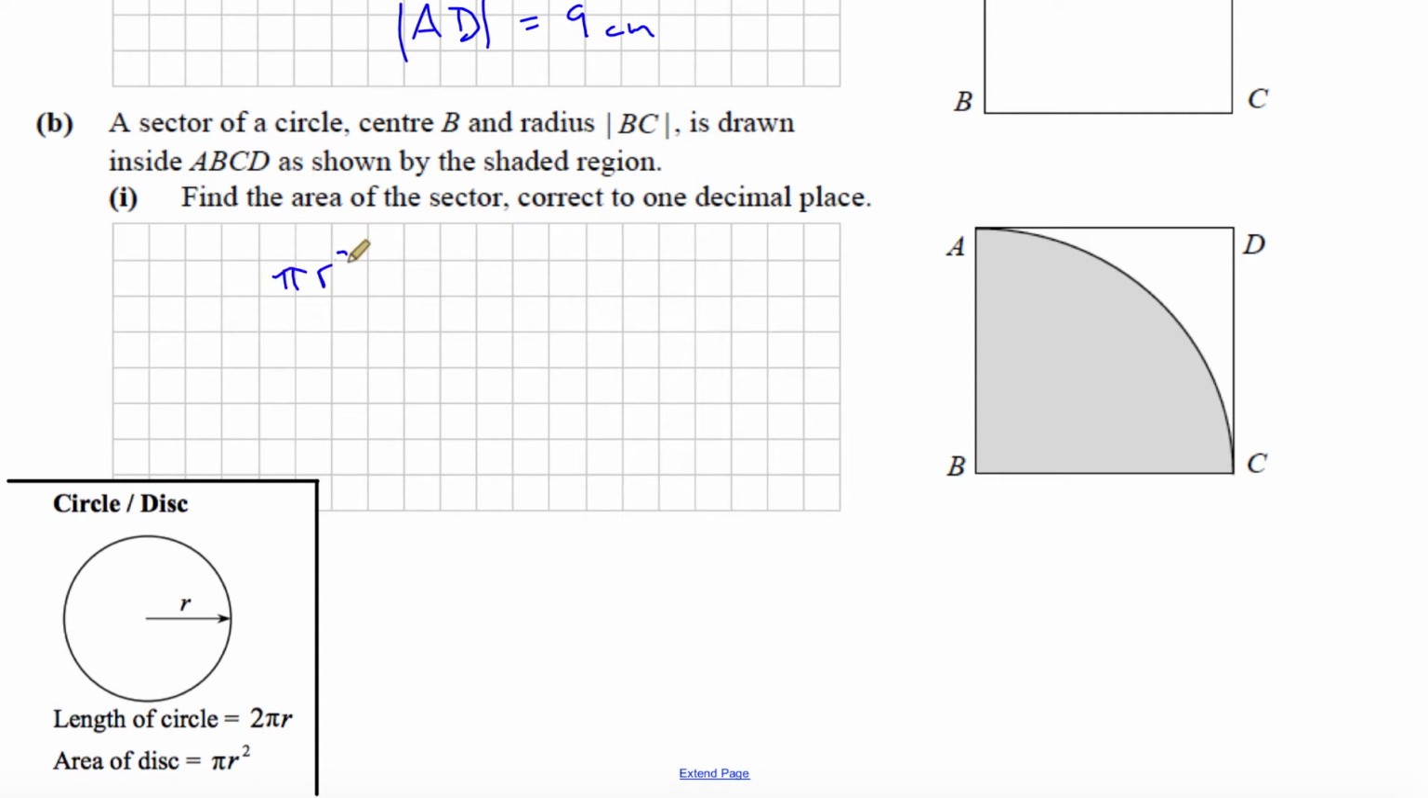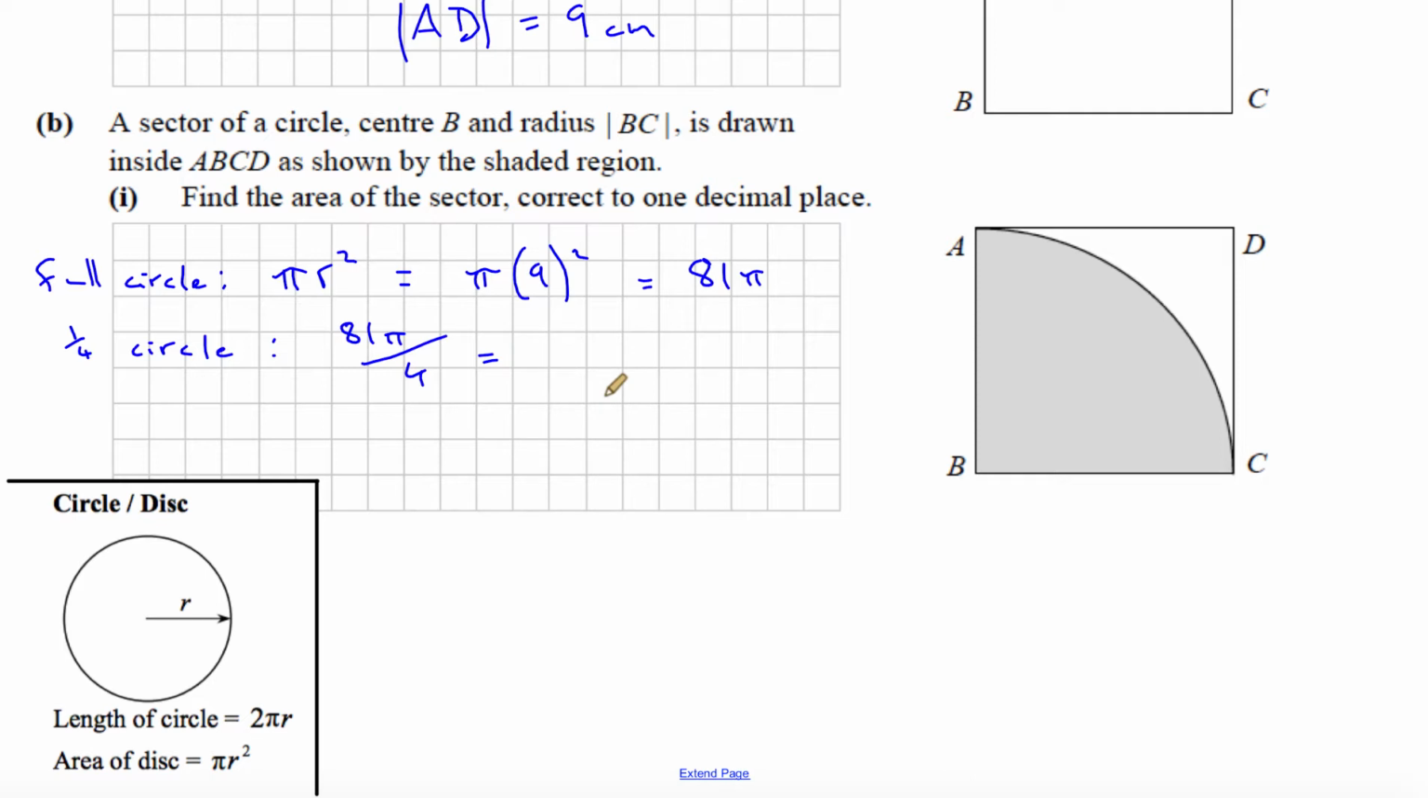So pi r squared is the full circle. So the radius is BC, which we found would be the same as AD, which is 9. So that's pi 9 squared, which is 81 pi. So then the quarter circle will be the 81 pi divided by 4.